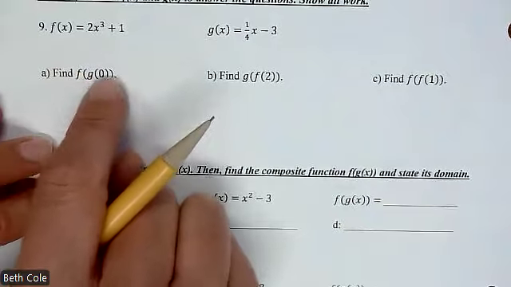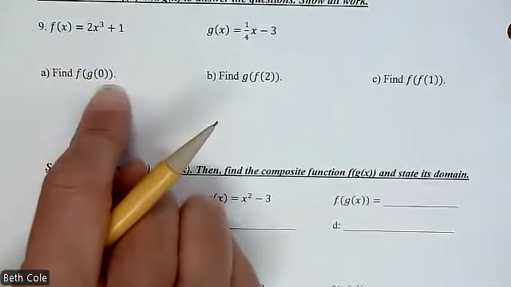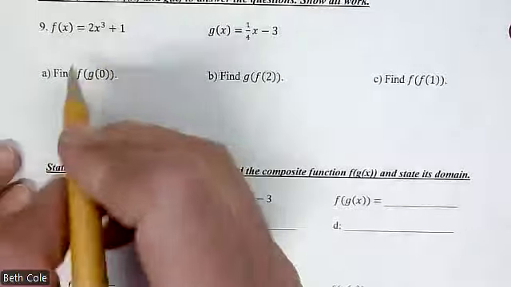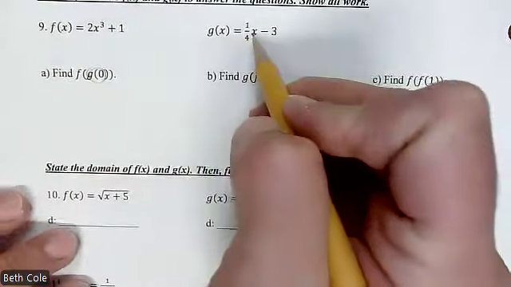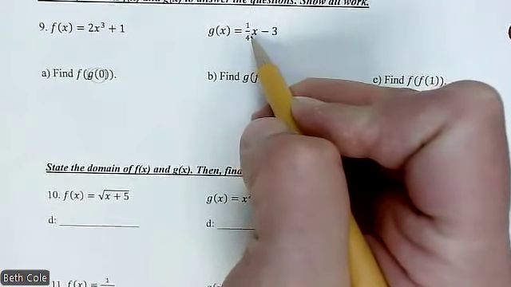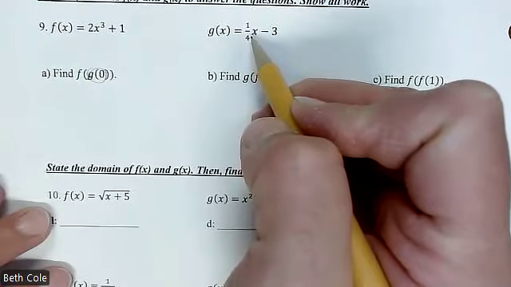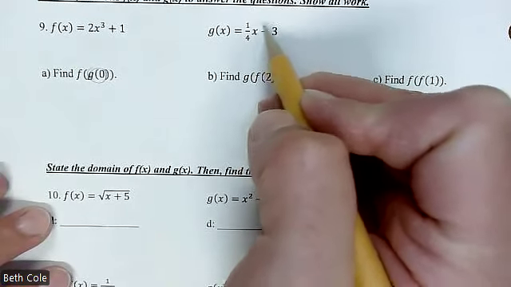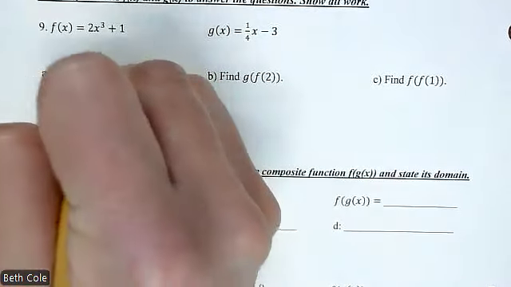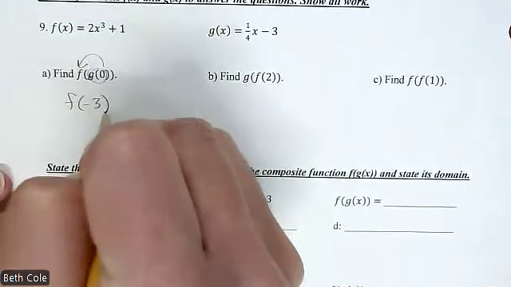Do we start with F or do we start with G? Do you remember the telephone game? Like that. Okay, so we're going to do G of 0. G of 0. If you plug in 0 to G, what is your output? -3. Do you see that there? -3. So you're going to pass that along like the telephone game and do F of -3.